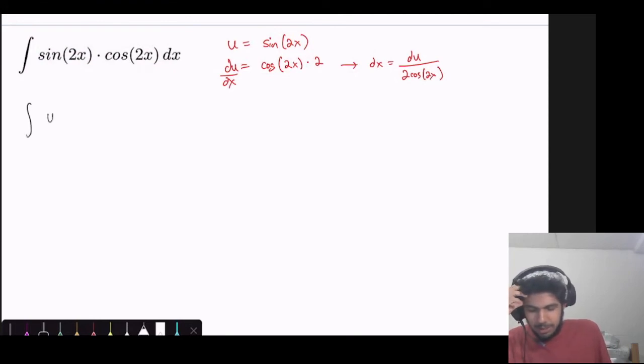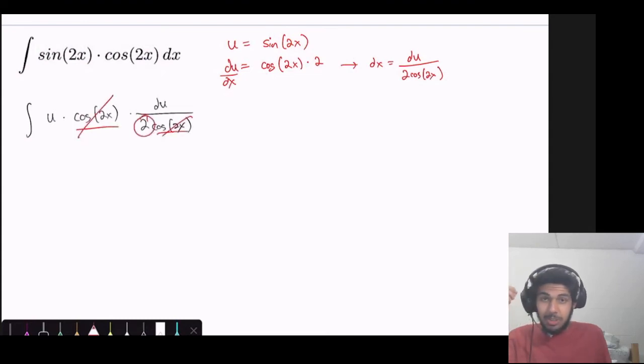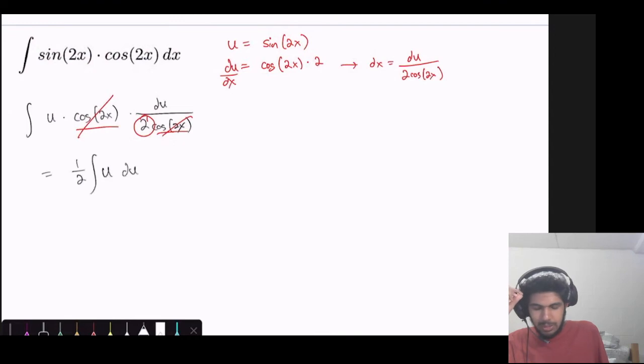So we turn to our integral. We substitute sine of 2x with u. Cosine of 2x remains. Do our substitution of dx. We said that's equal to du over 2 cosine of 2x. Sure enough, these cosine of 2x's will cancel. But we still have this 2 term to deal with, this 1/2 term to deal with. So that's going to be equal to, I'll bring it out to the front, 1/2 integral of u du.